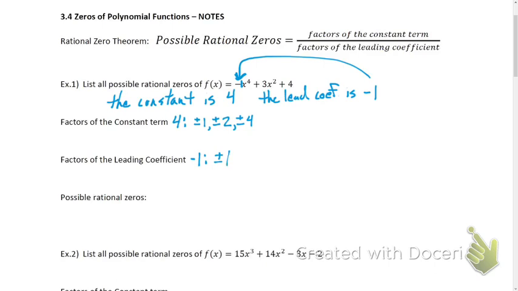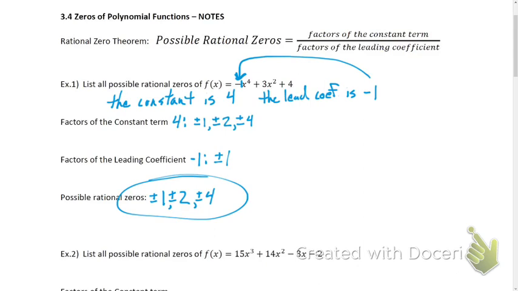So now look up at the fraction I typed at the top of the screen, right here. I'm going to divide each factor of the constant by each factor of the lead. And in this one, I'm going to go 1 divided by 1, and I get 1. I'm going to go 2 divided by 1 and get 2. 4 divided by 1 and get 4. And make sure you throw that plus minus on the front. And if the question is, what are the possible zeros, you want all 6 of those numbers.